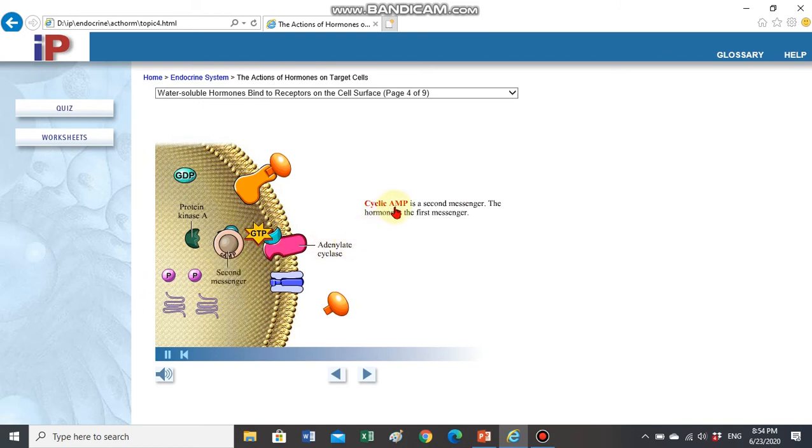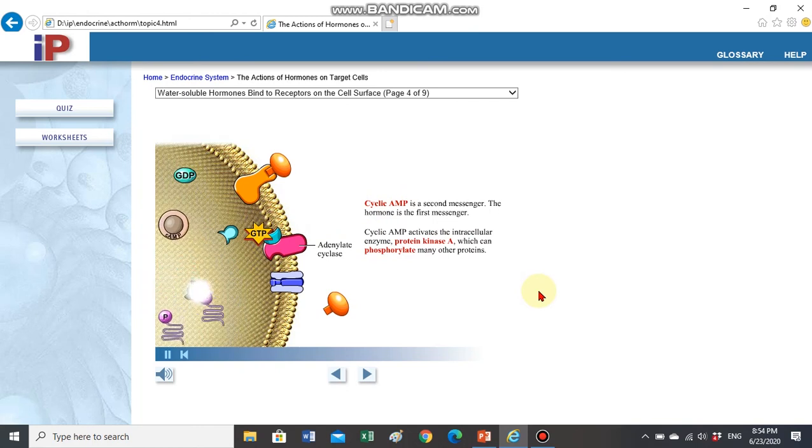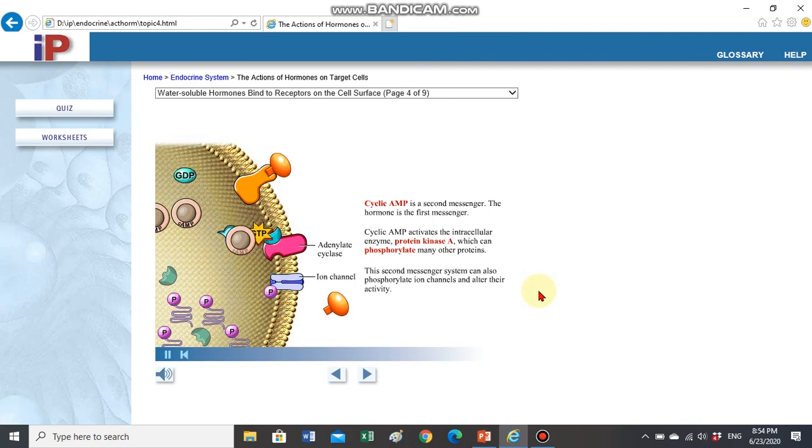G proteins, like the one we just described, that stimulate production of cyclic AMP are known as stimulatory G proteins. Inhibitory G proteins inhibit production of cyclic AMP and the subsequent response of the cell. Another type of G protein activates an intracellular messenger system that uses diacylglycerol and inositol trisphosphate as second messengers. Drag the hormone to the binding site on the receptor to observe its activity.